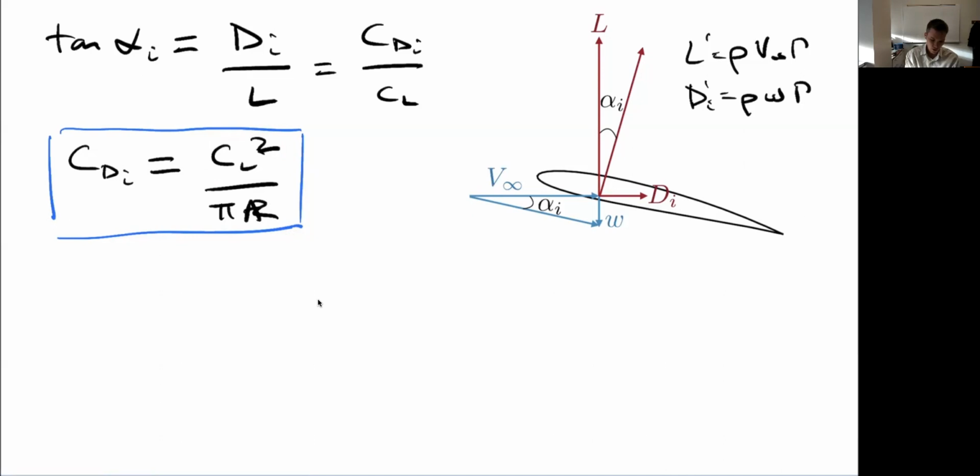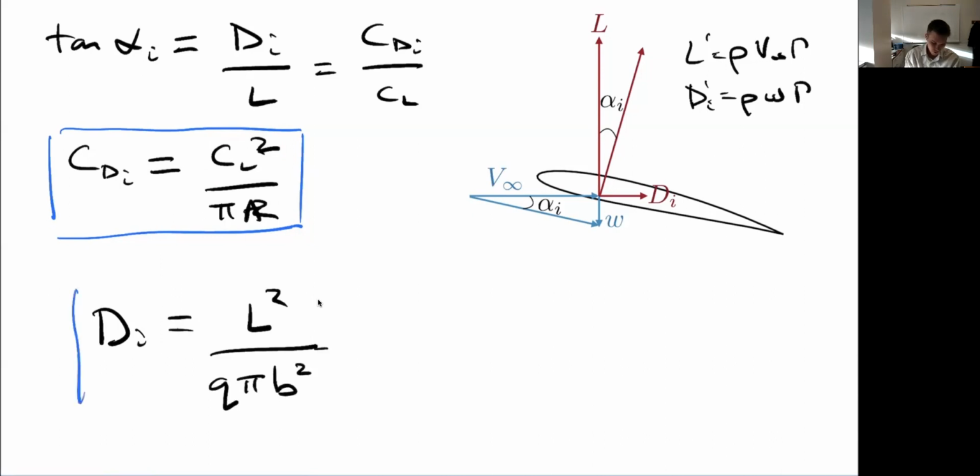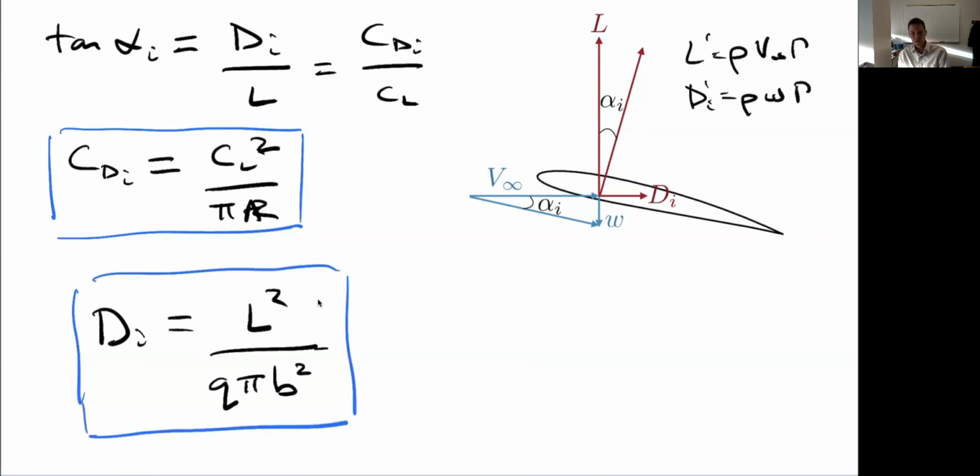We could also write this in terms of dimensional values, which is also very useful. So just expand the definition of the drag coefficient and lift coefficient, and I get that the induced drag is lift squared divided by dynamic pressure times pi times b squared. Also an extremely useful result. It tells me I can compute my induced drag for this elliptically loaded wing. All I need to know is the lift, dynamic pressure, one half rho v squared, and my wingspan. All right, so that's two very useful results.